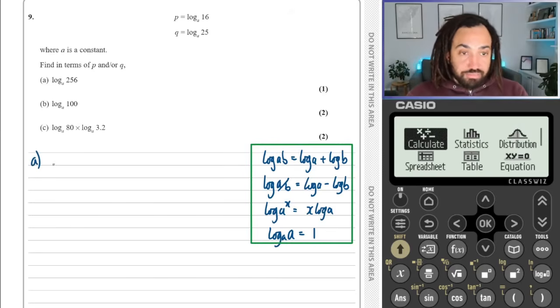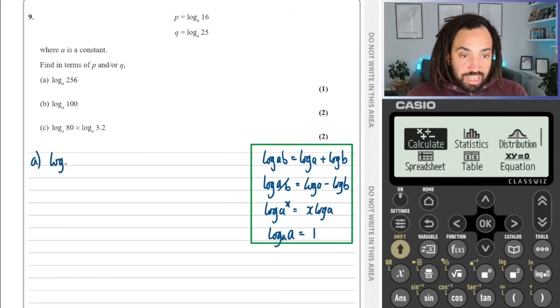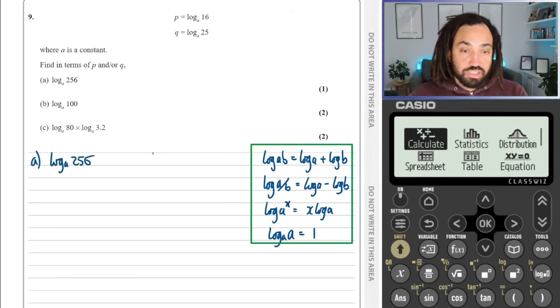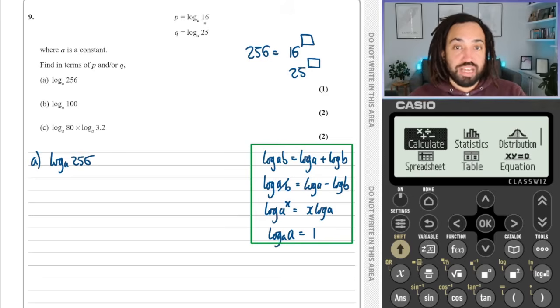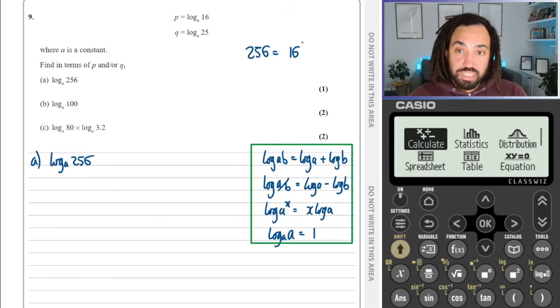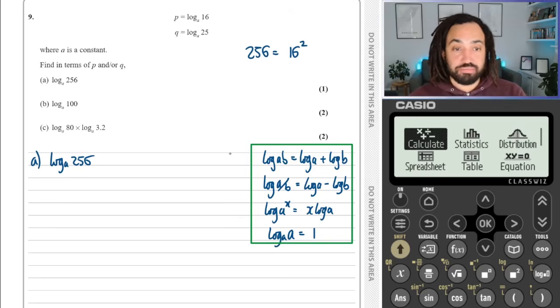Right, so part A. Log A of 256. The trick is to write 256 equal to either 16 to the power of something, or in this case 25 to the power of something, because we have 16 and 25, those are the ones that we know. Now 25 is 5 squared, and 256 doesn't have any factors of 5, so it's definitely going to be this one. And in fact, if you know your squares, this is equal to 16 squared.